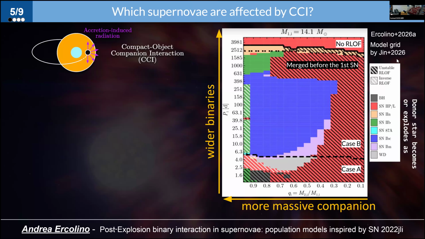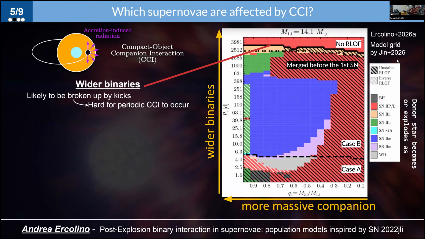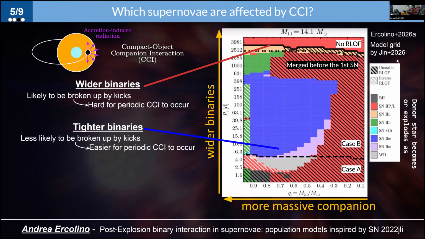If we go to very wide binaries, here I'm showing you what happens with a 14 solar mass star, with different initial binary orbital separation or orbital period, and different mass of the companion. If you have a 14 solar mass star in a very wide binary, it will explode as a type II supernova because there is no binary interaction whatsoever. But at the same time, since the orbit is very wide, kicks will likely unbind it. So there will be no periodical behavior, no periodical interaction with the compact object.